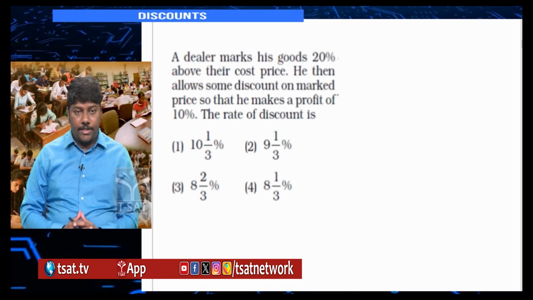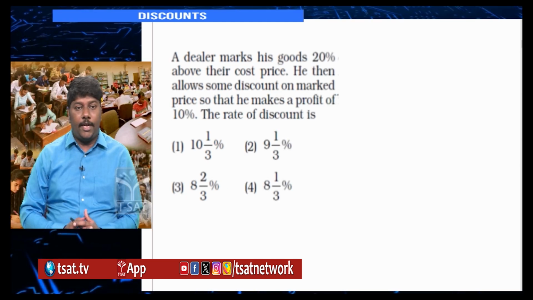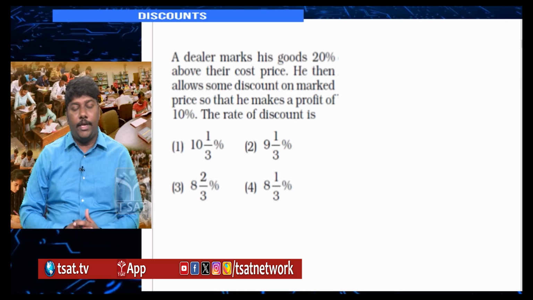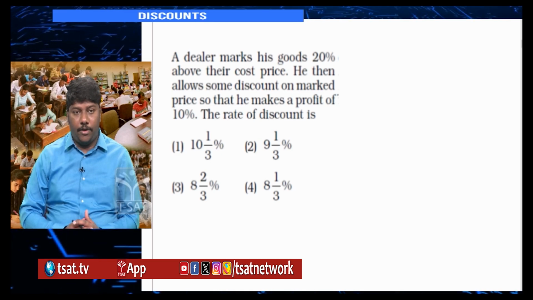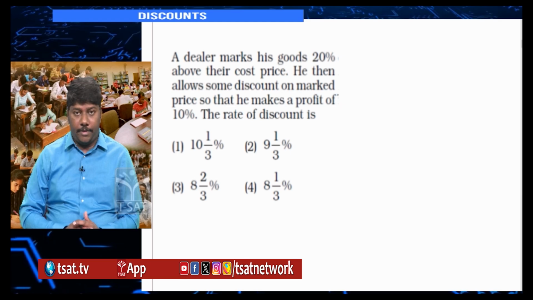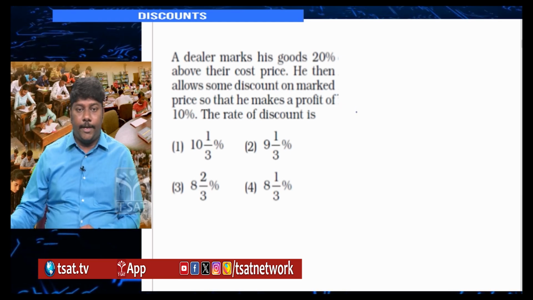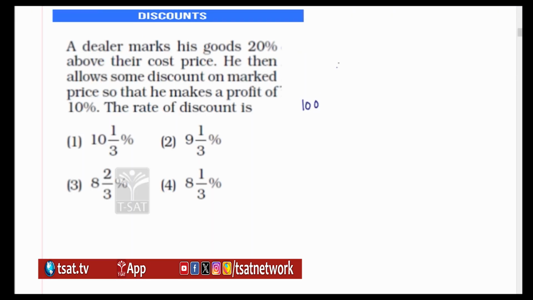A dealer marks his goods 20% above their cost price. You are increasing it by 20%. Then he allows some discount. Some discount is allowed, but you are making a profit of 10%. So, we can say this is 100. You are increasing it to 120. Your profit is 10%. So, you should know the positions of it.